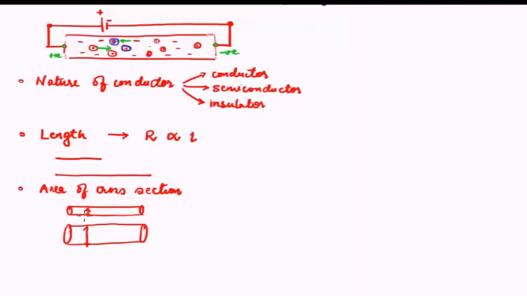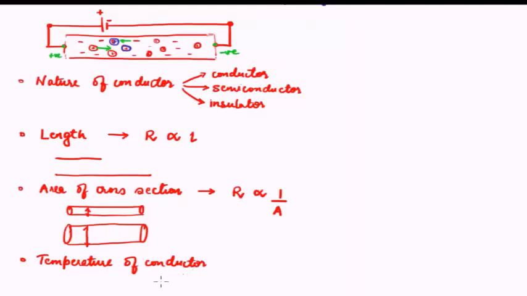thinner wire. Therefore, we can say that resistance is inversely proportional to the area of cross section. Let me write it by a capital A. So larger is the area of cross section, less is the resistance, as we have seen here. Fine. Now the final condition is the temperature of the conductor.